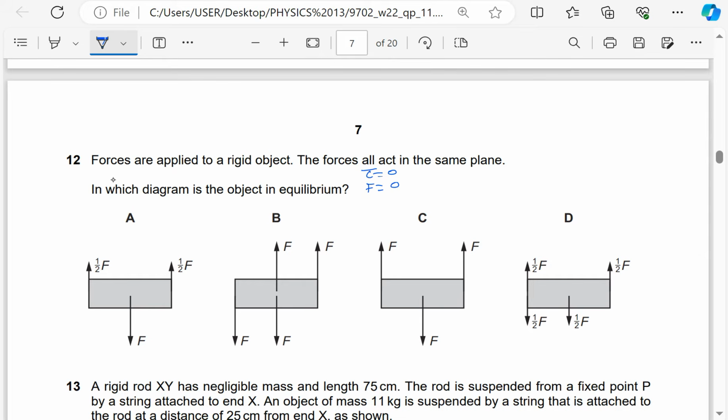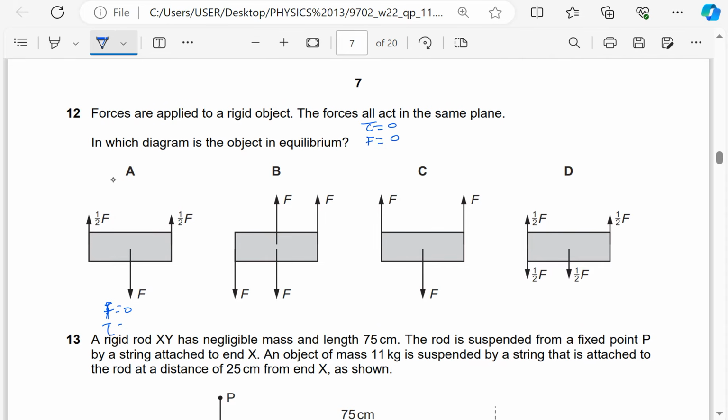Starting with A. In A, the resultant force is 0 because downwards we have F, and upwards we have a half F plus a half F. So the resultant force is 0. Then let's check the torque, or resultant moment. F will have no moment about the center, but this will cause an anticlockwise moment about the center. This will also cause a clockwise moment about the center. Because they are all the same distance from the center, they cause equal but opposite moments, which makes the resultant 0. So the answer is most likely going to be A.